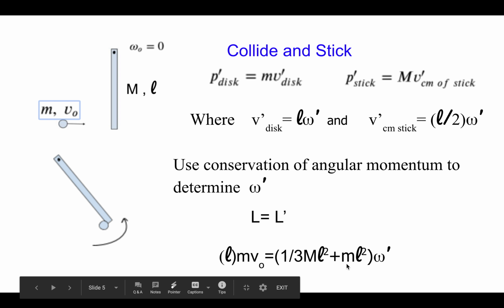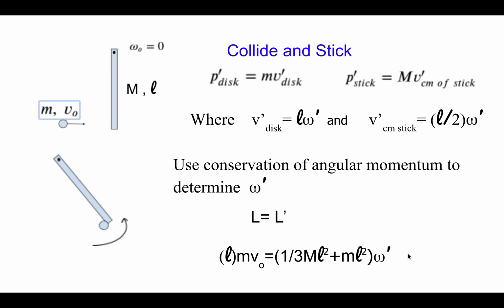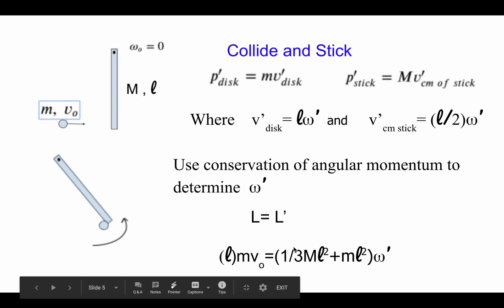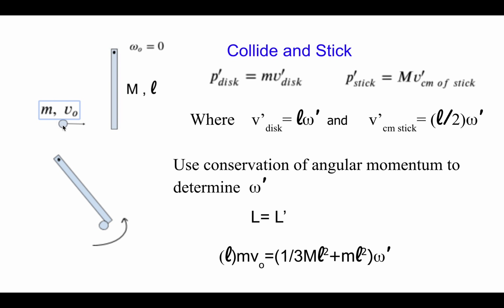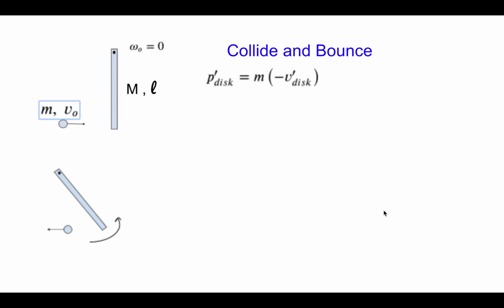And I've set up the conservation of angular momentum equation down here, so take a look at it, make sure that makes sense. This is the total inertia of the stick pivoted about its end, plus the disc, and then this is the initial angular momentum of the disc as it approaches relative to that pivot point. Okay, so that's collide and stick.